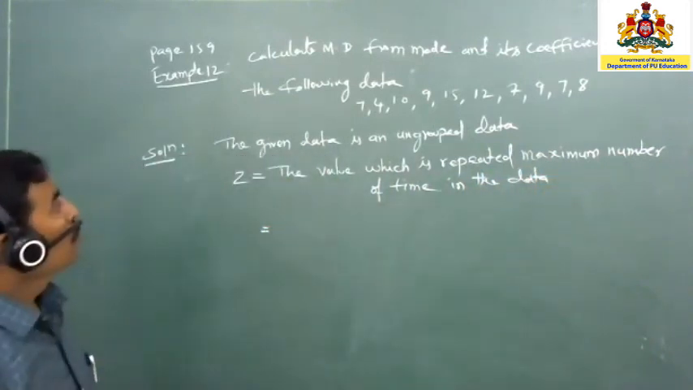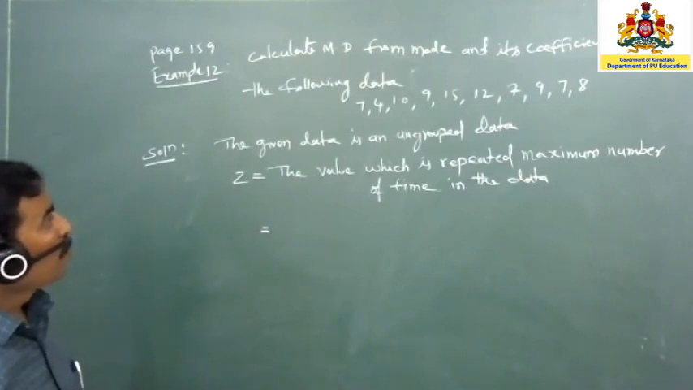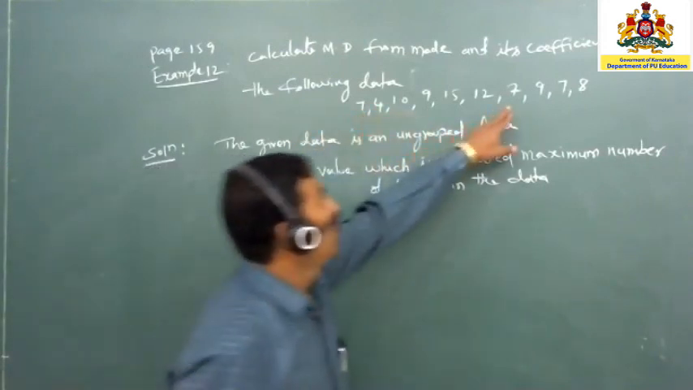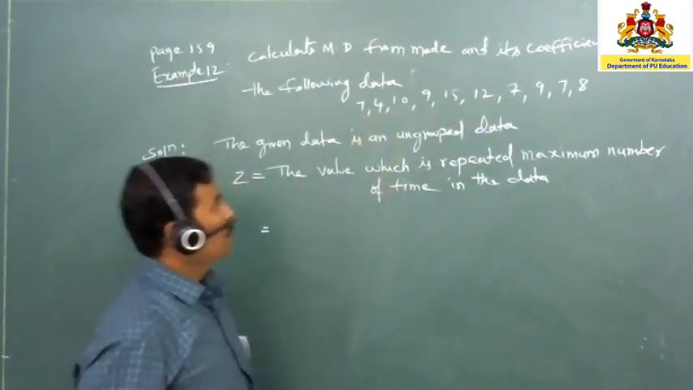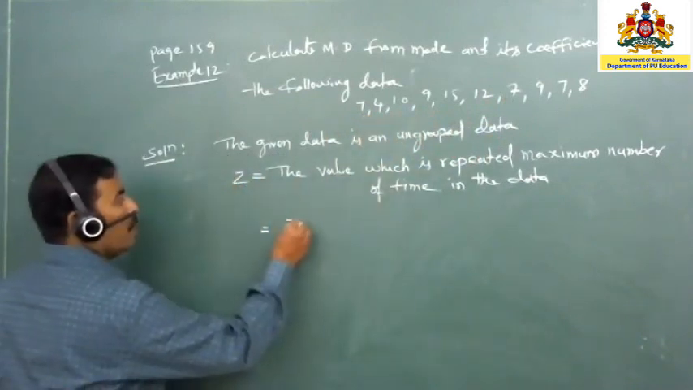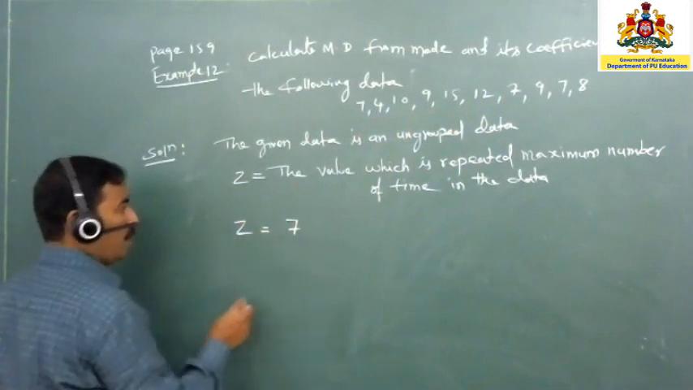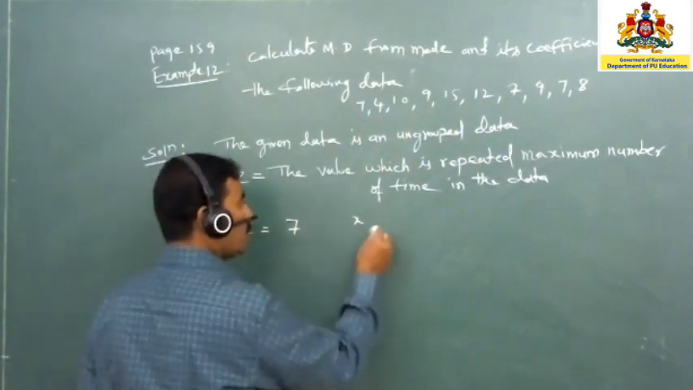So in the data, 9 is repeated 2 times. And 7 is repeated 3 times. So the highest frequency is 7. Z equal to 7. Then frame the table.